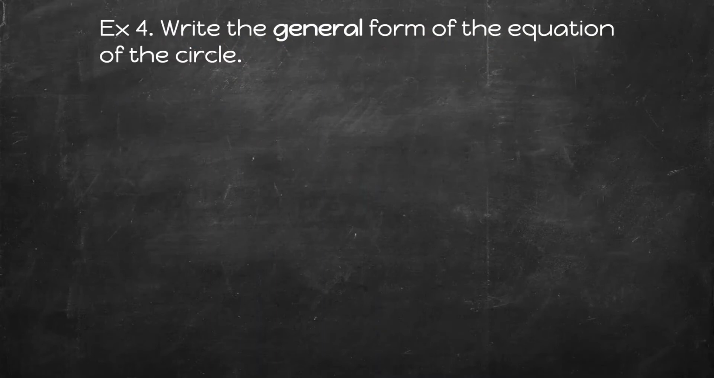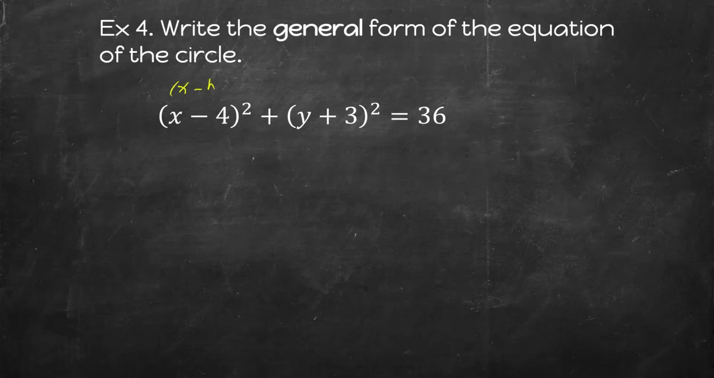Write the general form of the equation of the circle. Ito yung equation niya in standard form. Ang standard form natin ay x minus h squared, again, x minus h quantity squared plus y minus k quantity squared equals r squared, where the center is (h, k) and the radius. Naka-equal siya kay radius. So, paano natin siya i-express into general form?